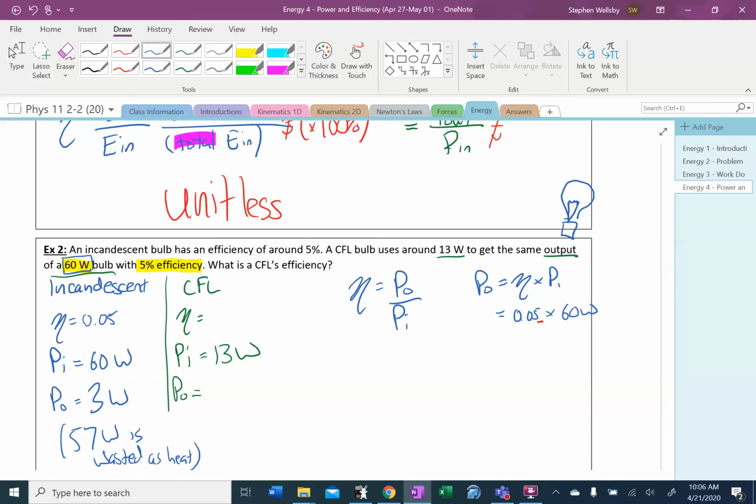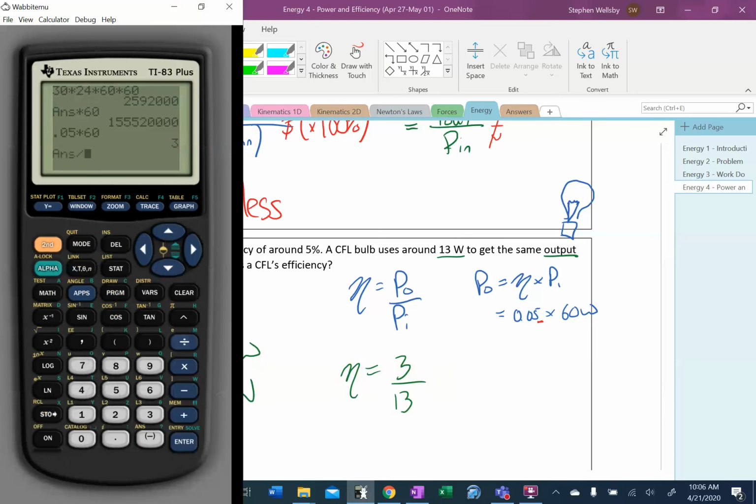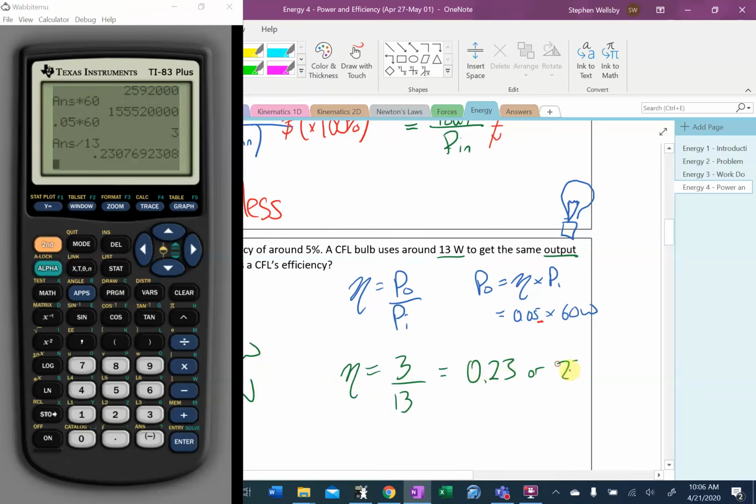Okay, so now we've got a little bit of information here, which is that it's still going to put out 3 watts. It has the same output, so 3 watts is the output. The input's 13 watts, and so what's the efficiency? Well, this should be straightforward to solve. It's going to be power out divided by power in, and 3 divided by 13 gives us 23%. So this is going to equal, either you can say 0.23 or you can say 23%.